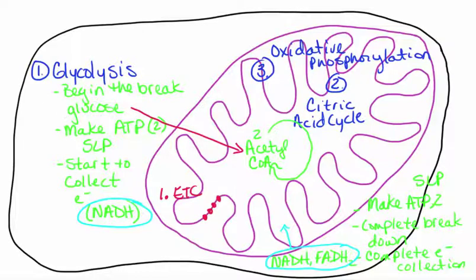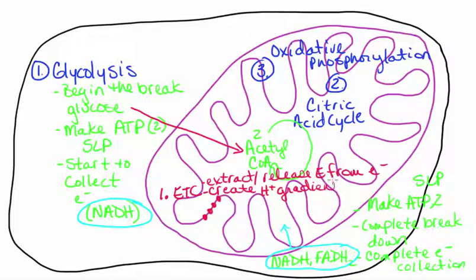Their job is to extract the energy from the electrons. So I say extract, or you could say release the energy from the collected electrons. Again, those electrons are from the NADHs and FADH2s that we've been producing. And what they're going to do with that energy is create a hydrogen ion gradient. That gradient is going to be established across the inner membrane of the mitochondria.